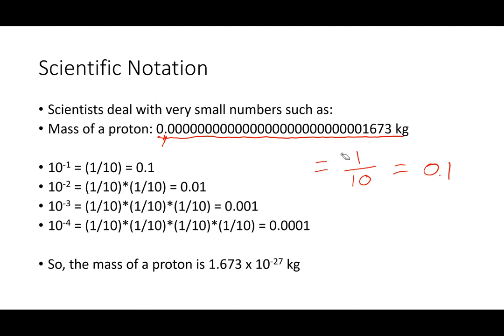Okay, so let's erase this so we have some space. And let's look at the next one. 10 raised to the negative 2 power will be 1 over 10 times 1 over 10. Okay, and if you proceed with this calculation, you will end up with 1 over 10 times 10, which is 100. And 1 over 100, of course, in decimal form, is 0.01.